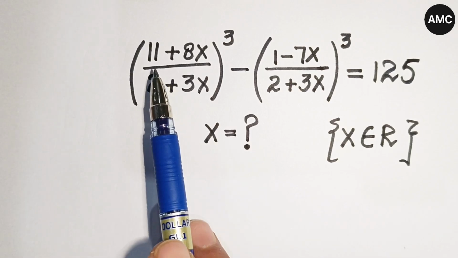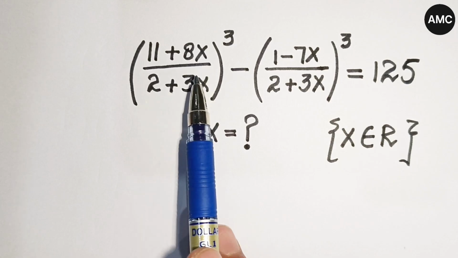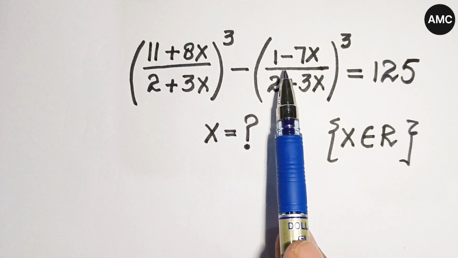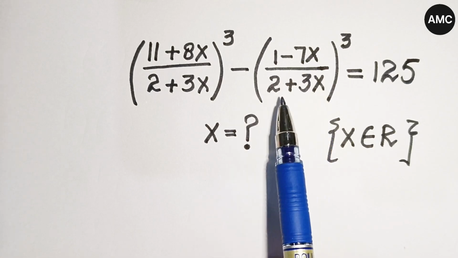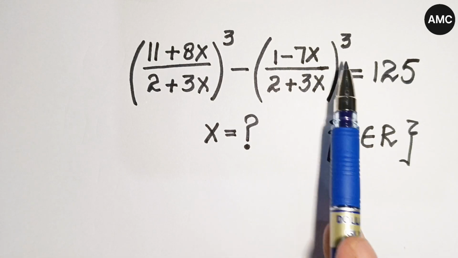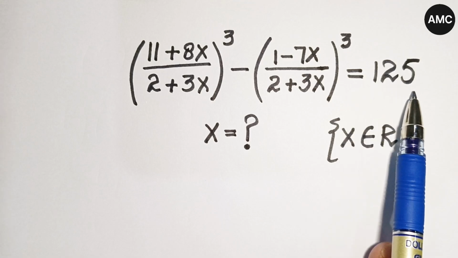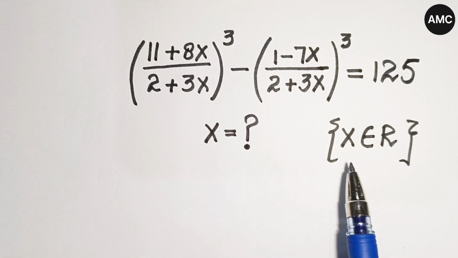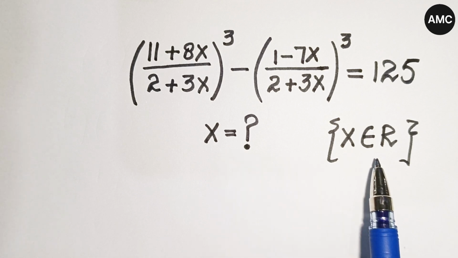Here we have ((11 + 8x) / (2 + 3x))³ − ((1 − 7x) / (2 + 3x))³ = 125. We have to find the value of x, but remember that x belongs to the real numbers.